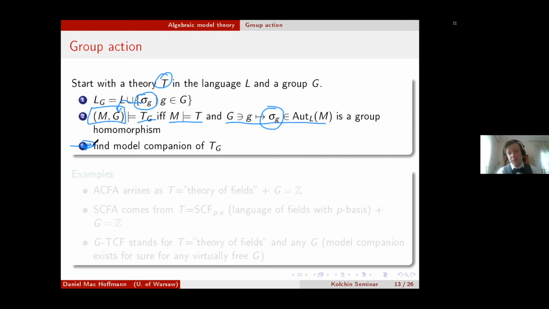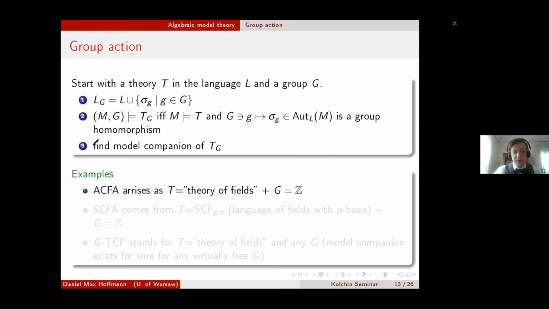Sometimes it doesn't exist. A model companion is the theory of all existentially closed models of TG. So this class might not be elementary, and the model companion may not exist. But in many examples, it exists. So, for example, ACFA arises if you take T, the theory of fields, and for the group G, you take Z. So ACFA is the theory of fields with one automorphism, but this one automorphism corresponds to the generator of Z, of the integers.